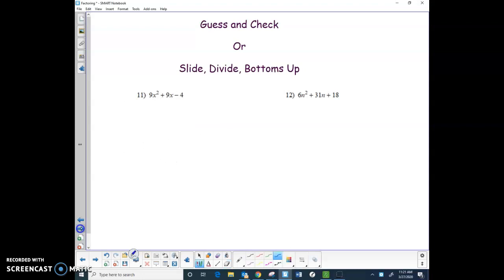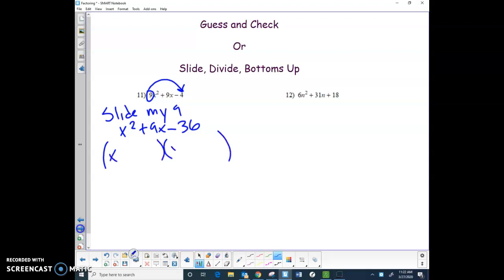And the one I'm going to show you today is called the slide divide bottoms up. All right, so what that means is I'm going to slide my 9. So I'm going to take my 9 and I'm going to multiply it by my negative 4. So this new equation is going to give me my x squared plus 9x, and now 9 times 4, so minus a 36. All right, that's my new equation. Now I don't have a number in front of the x, so I can factor this. So I've got x, I've got a negative at the back. So I'm going to have a plus and a minus.